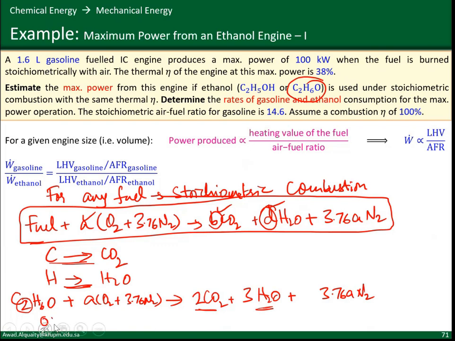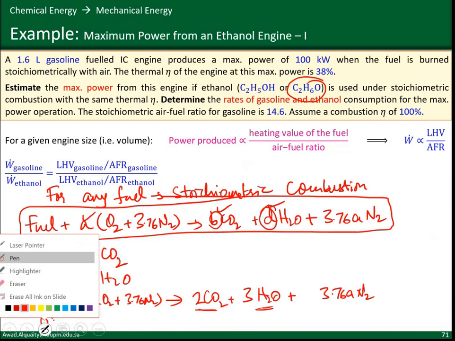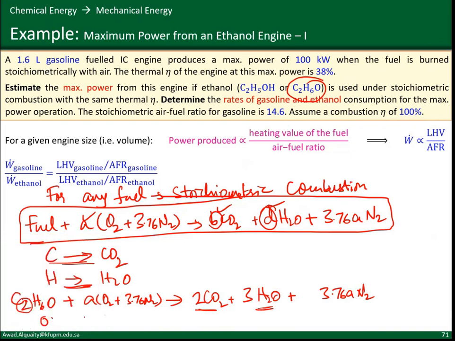Okay, so if you apply atom balance for oxygen, then what we have on the reactant side is basically oxygen in the air, so 2A, plus also the oxygen in the fuel, okay, plus 1. So 2A plus 1 is equal to, we have oxygen in carbon dioxide, so 2 times 2 is 4, right? 4 oxygen atoms, and we have oxygen in the water molecule as well, which is 3.